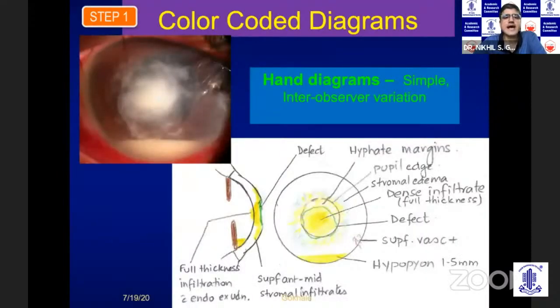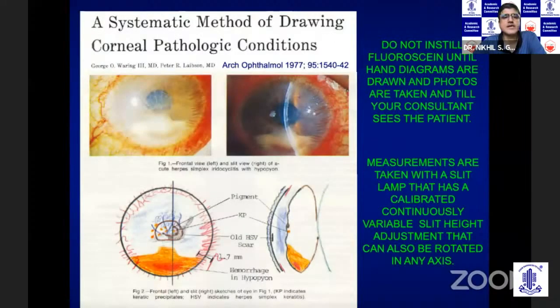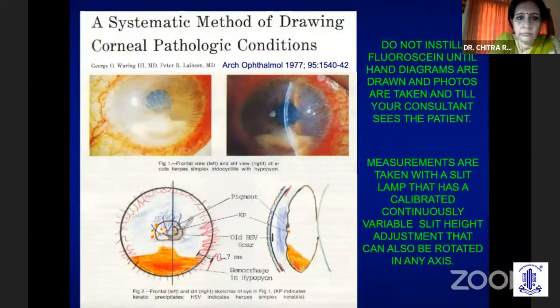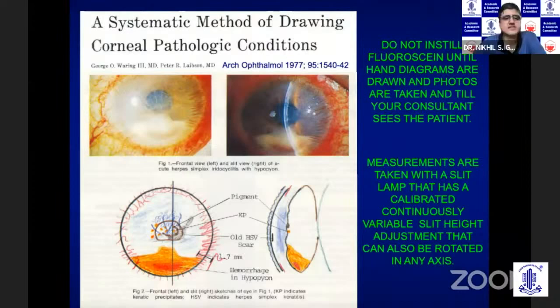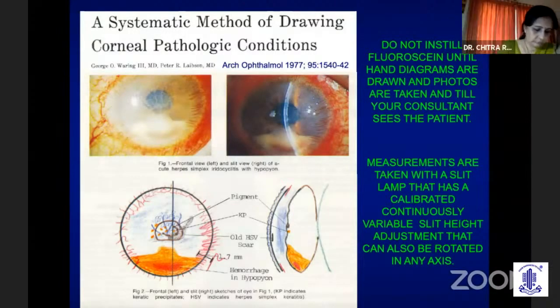Documentation, doing diagrams is especially very important. Handmade diagrams can be drawn with just a few color pencils in your clinic, and they can give you a lot of information and are extremely useful in day-to-day practice. And I would request you to go through this very old reference from Dr. Lipson, who has told us how to color code and draw corneal ulcers and corneal infections. One important tip is that don't put fluorescein in the eye till you have drawn a correct diagram, you have taken a photograph if you wish to, and your consultant has seen the patient.